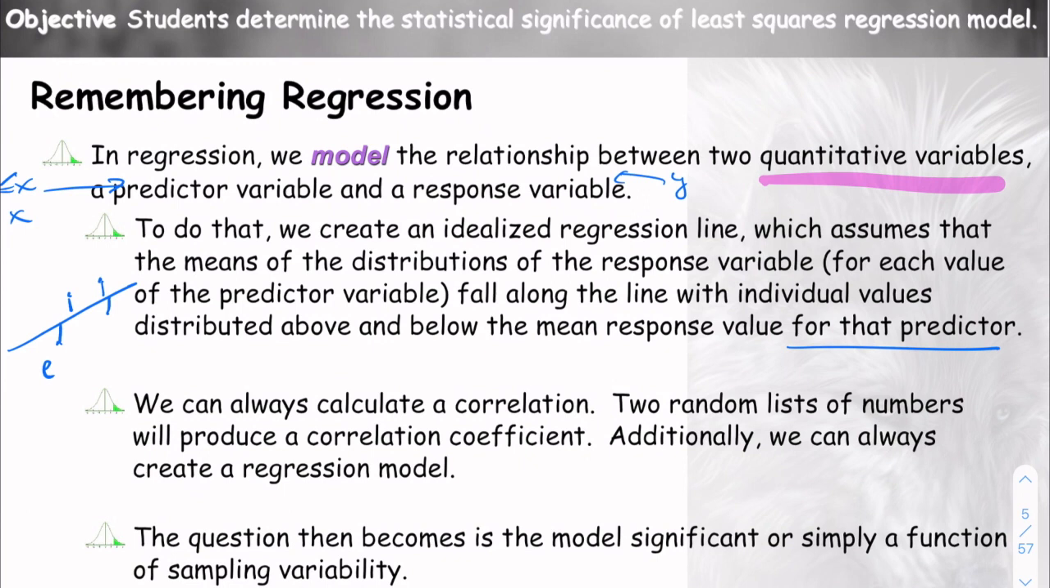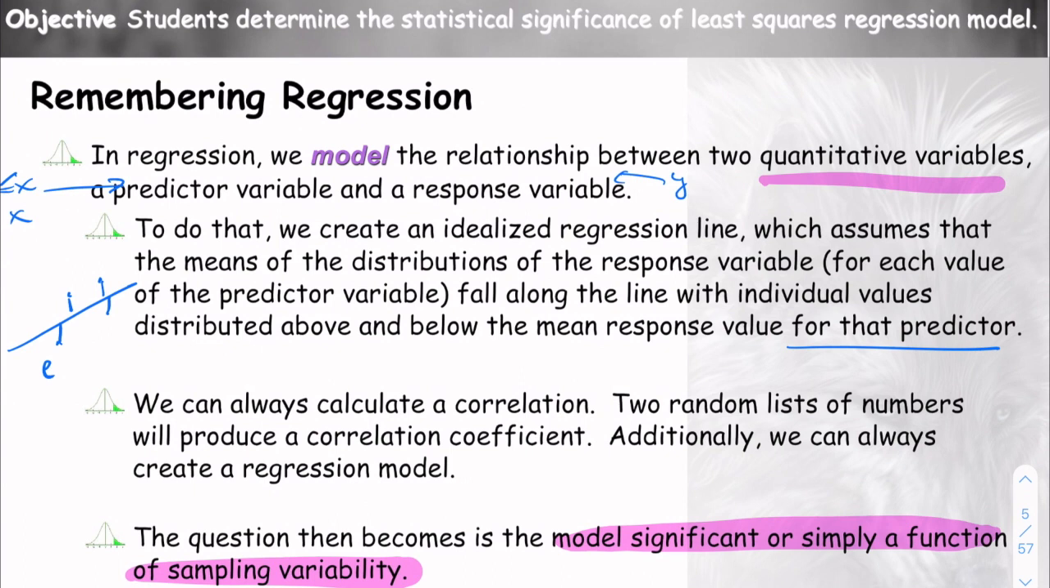The fact is, we can always calculate a correlation. If you just generate two random lists of numbers, you're going to be able to produce a correlation coefficient. Additionally, with those randomly selected numbers, we can always create a regression model. So the question then becomes, is the model significant, or is it simply a function of sampling variability? And that's what we want to be able to tell with inference.